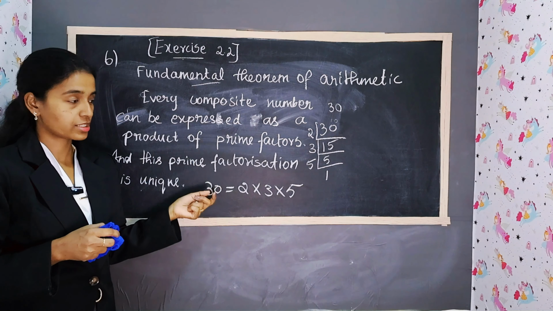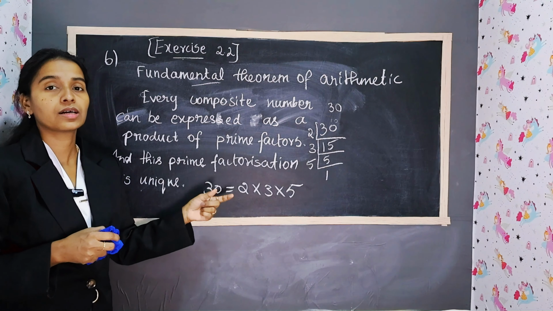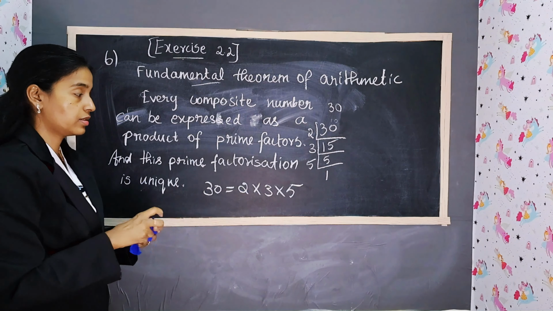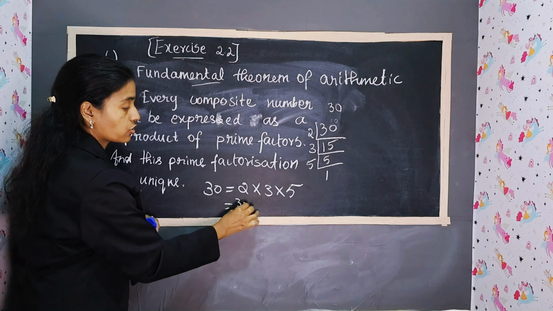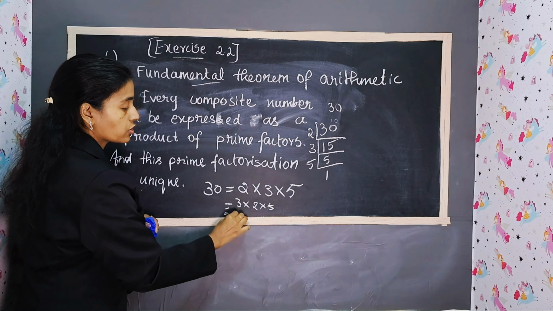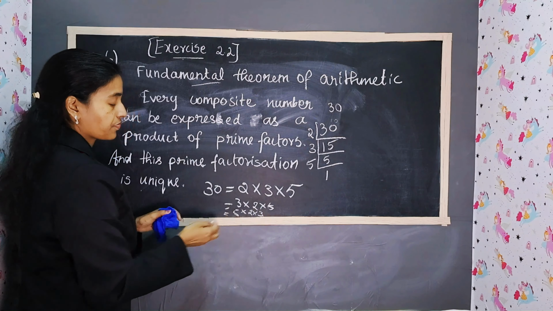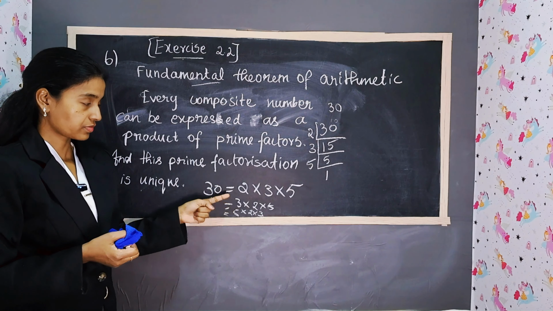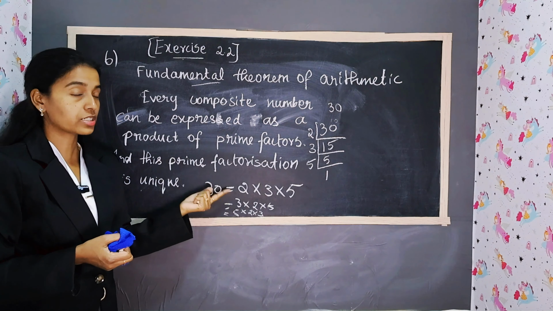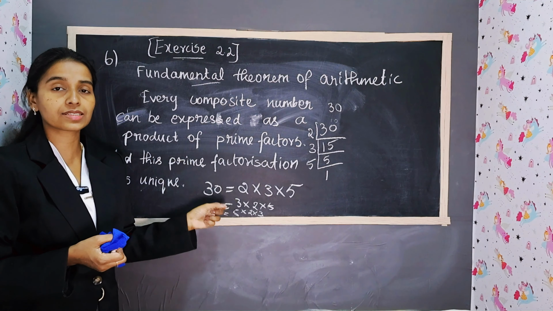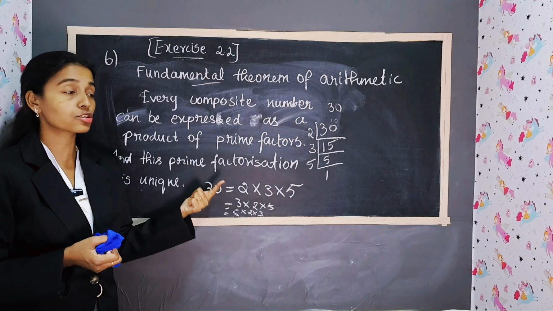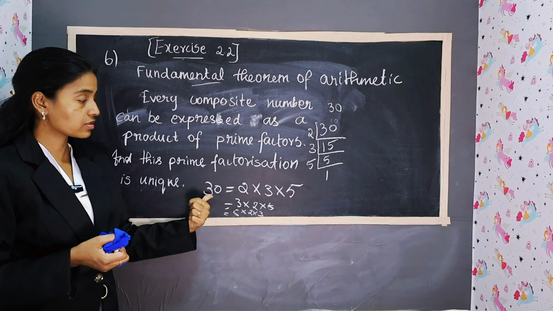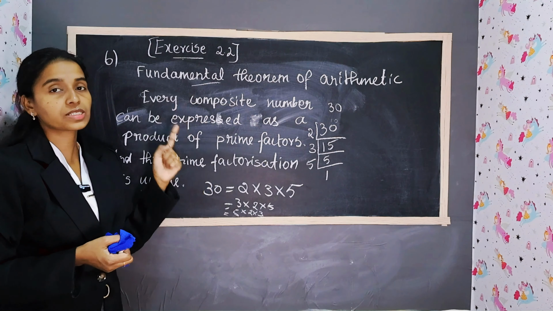What does it mean that prime factorization is unique? Even if you change the order, like taking 3 into 2 into 5 or 5 into 2 into 3, finally we will be getting the same set of prime factors, right? Even though we are changing the order, we'll get the same set of prime factors. This is what is meant by prime factorization being unique. This is all about the explanation of the fundamental theorem of arithmetic.